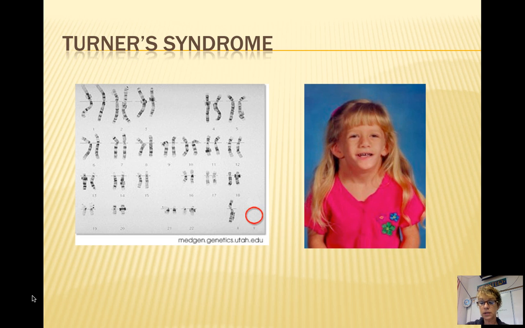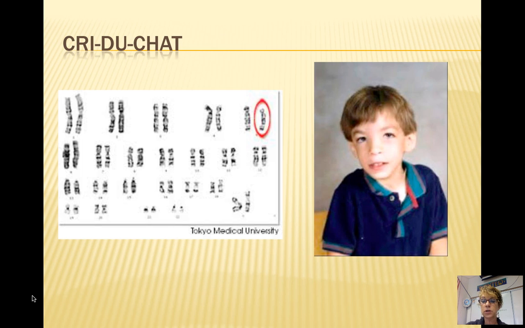We sometimes see normal chromosome numbers, but with structural abnormalities. Cri-du-chat is French for cry of the cat. These children are born with the deletion in chromosome 5. They tend to be mentally retarded. They have facial abnormalities. They don't live a full lifespan. And the name of the disorder is because their cries sound like cats.